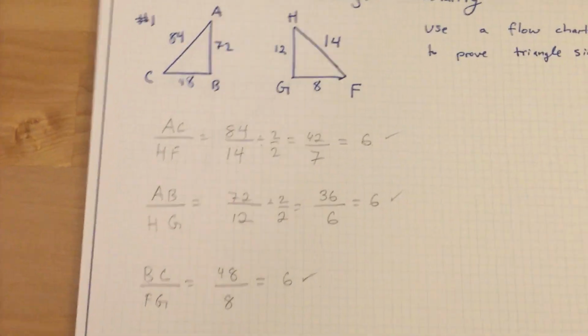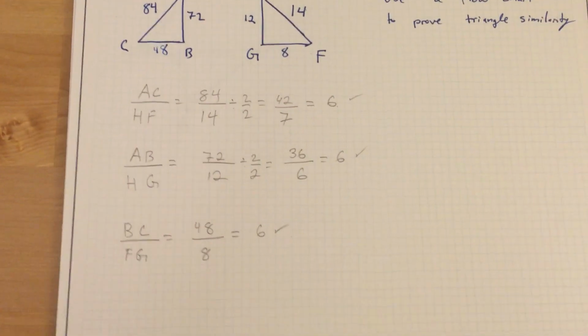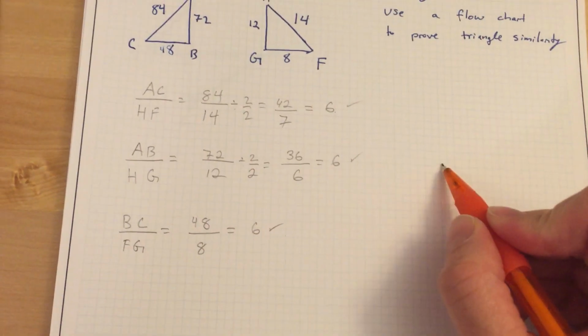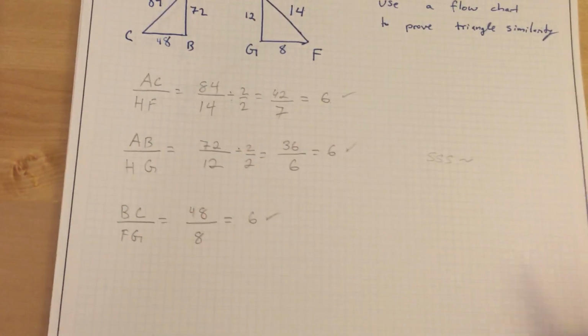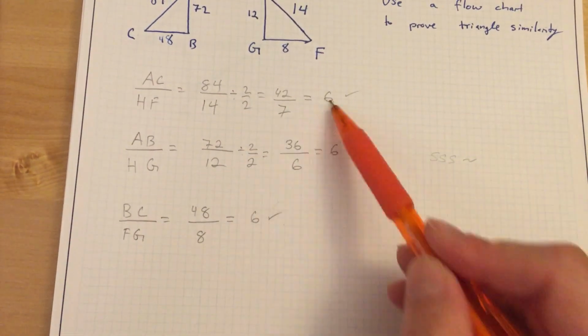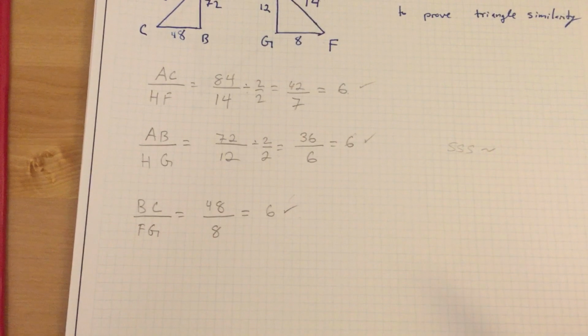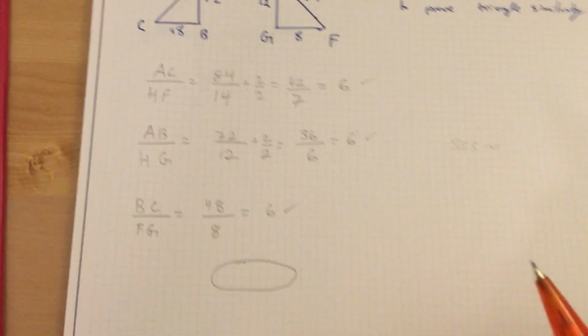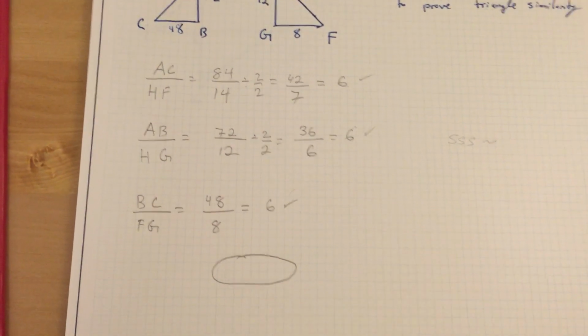Okay, so how do we write a flow chart? A little practice of flow chart. Think about where you want to go. You're proving that these two triangles are similar by SSS similarity, so all of this information is going to go into your flow chart. Here's my first little circle. And again, you can draw the circle first or second, it doesn't matter.